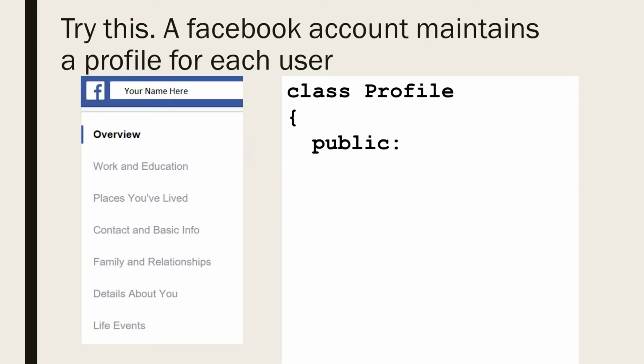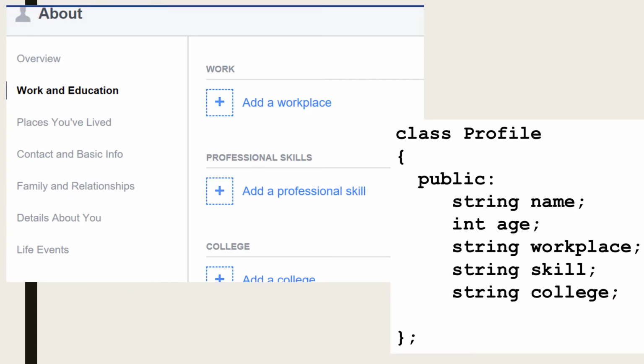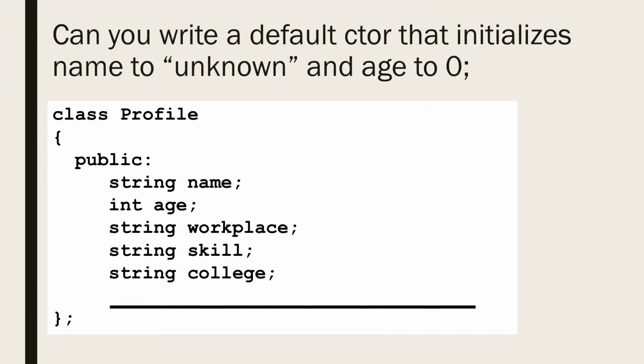If you've ever been on Facebook, you know Facebook has a profile for every person. And so we can think of Facebook as perhaps having a class definition for what a profile is. So look at this particular profile here. You can enter your own data for your name, your age, your workplace, and so on. Now, if you were writing the code for this class definition, how would you write a default constructor for a profile that would assign the name to be unknown and the age to be 0? Pause this slide, see if you can write that, and then take a look at the next one.